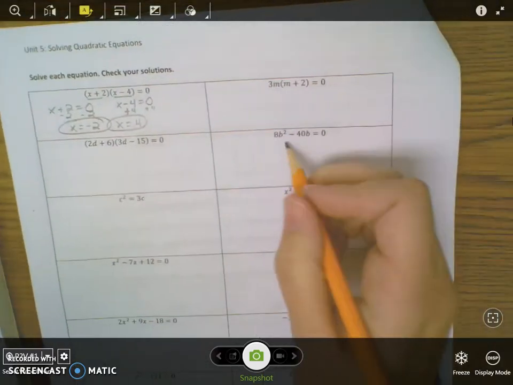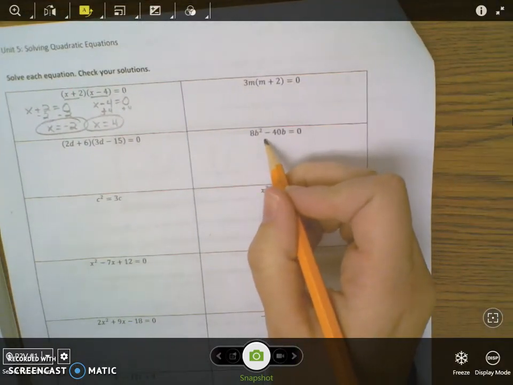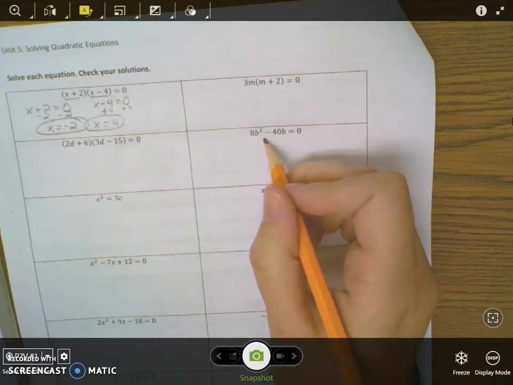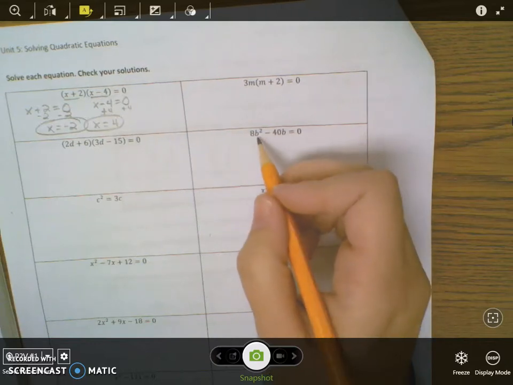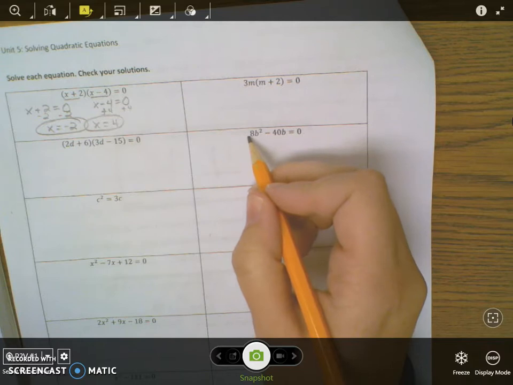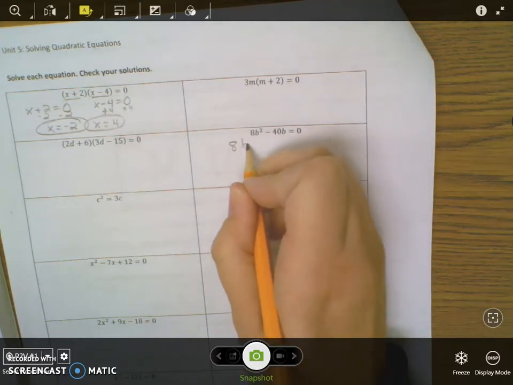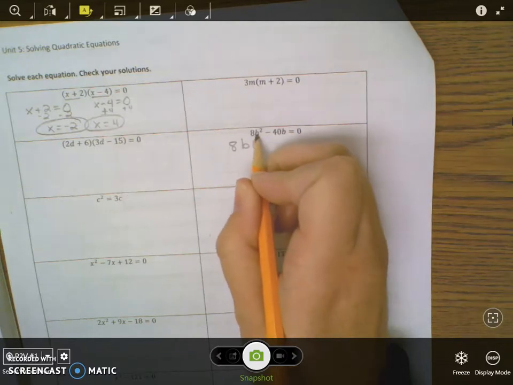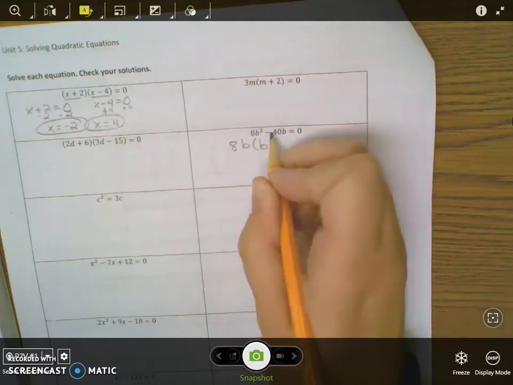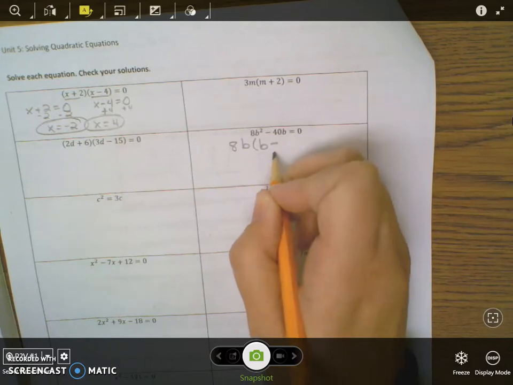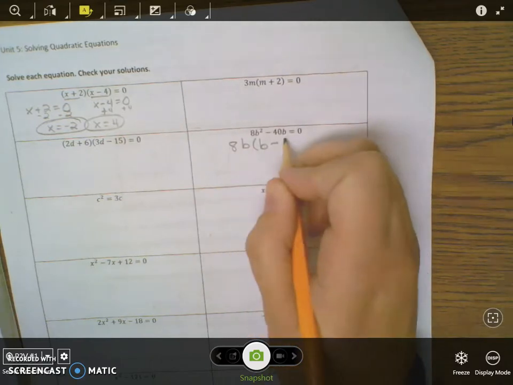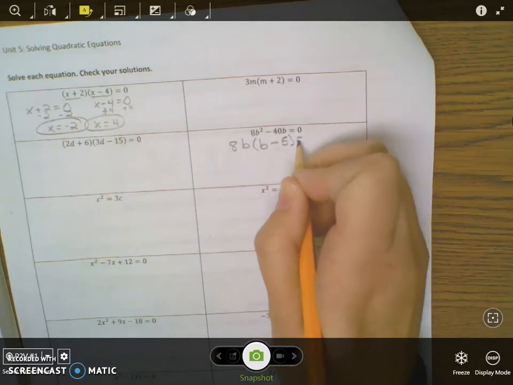Okay, so here's another one. This one is not factored already for us. We have to factor. So the first thing we always check for when we're factoring is a GCF. So this one has 8 and b that can be taken out of both of them. So I'm going to put 8b in front. If I take this divided by 8b, I just get b. And if I take 40b divided by 8b, I get minus 5.